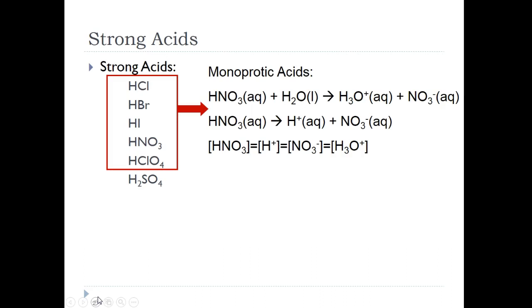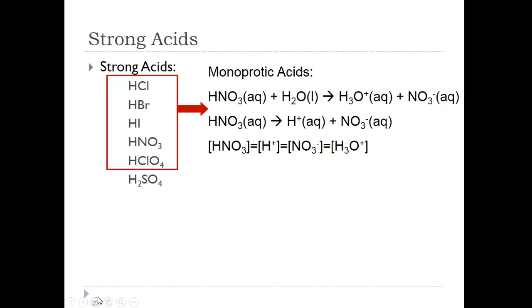That's why in all of these equations here, you'll see the arrow is written just left to right. It's not an equilibrium arrow. The reactants become products completely. The expression I have there uses nitric acid as the example. The molarity of nitric acid is going to be equal to the molarity of H plus and the molarity of nitrate, NO3 minus, because nitric acid, HNO3, is going to completely break apart into H plus and NO3 minus. None of them will be left bonded.